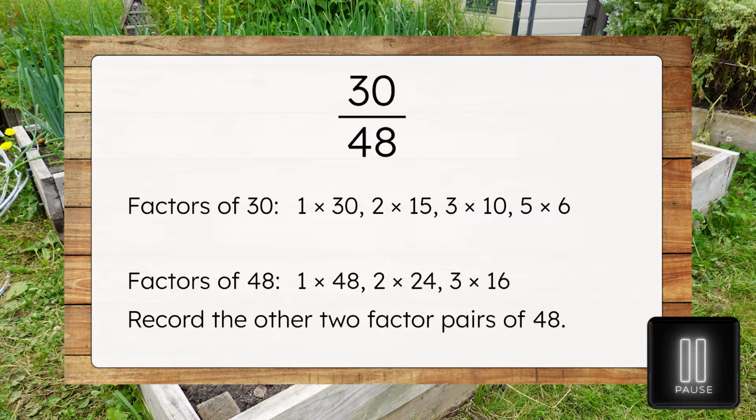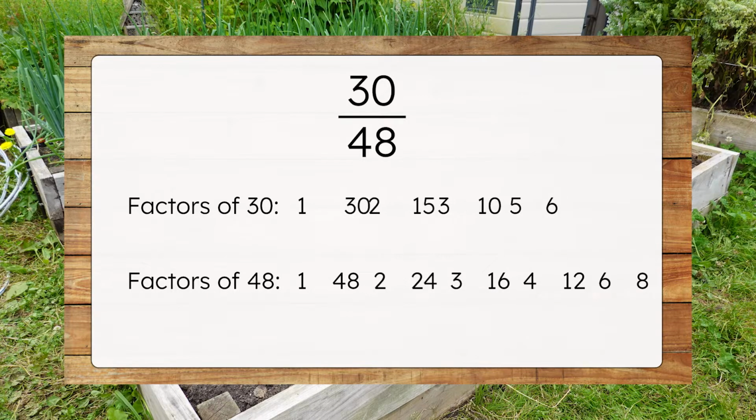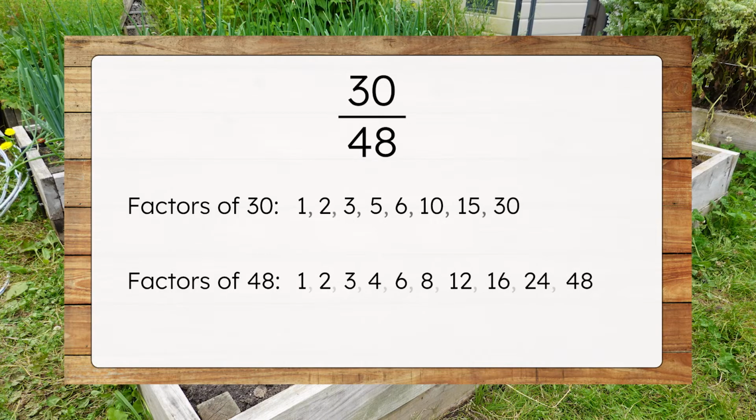Pause the video here to record the other two factor pairs of 48. Two other ways to make 48 are 4 times 12 and 6 times 8. To make the factors easier to interpret, we'll arrange them in order from least to greatest. Do these two lists have any factors that are the same? Yes. What factors do they have in common?